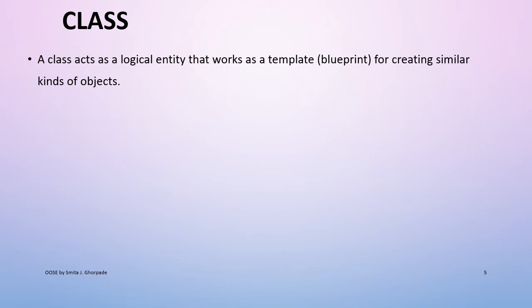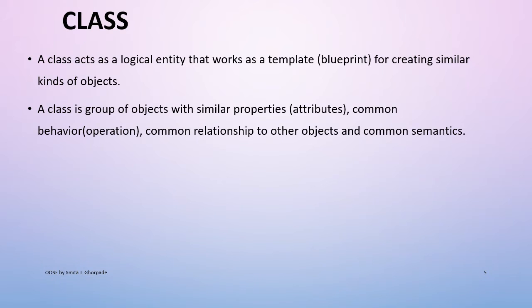Now class, as we all know, a class is nothing but a logical entity that works as a template or a blueprint for any kind of object. A class is a group of objects with similar properties, that are the attributes of that object, common behavior or operations of that object, common relationships to other objects and certain common semantics of that object. So in short, a class is nothing but a collection of attributes and operations.